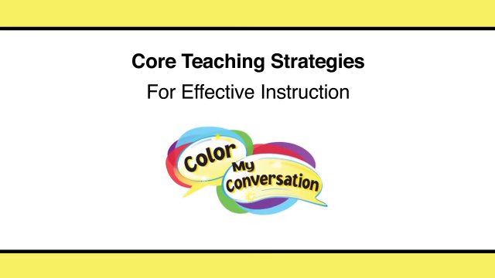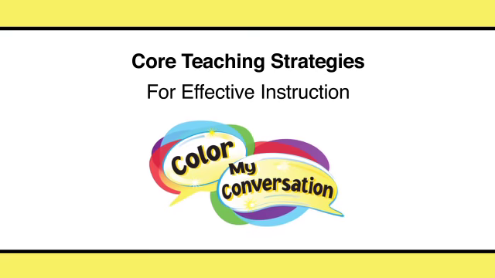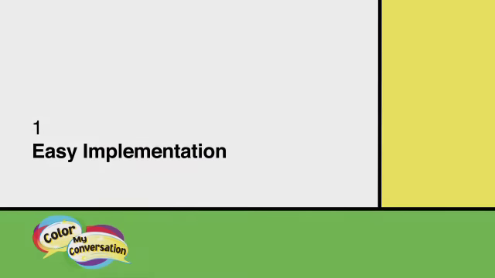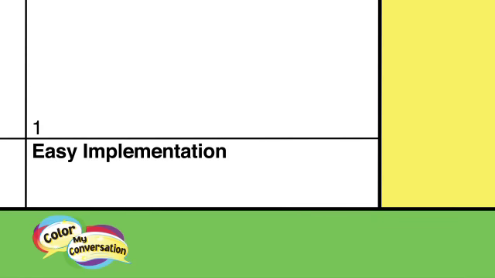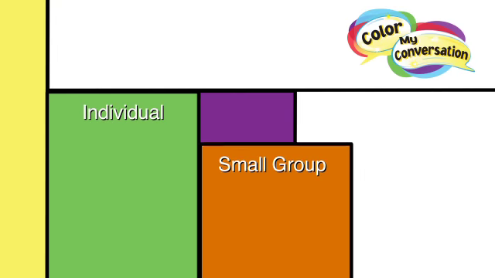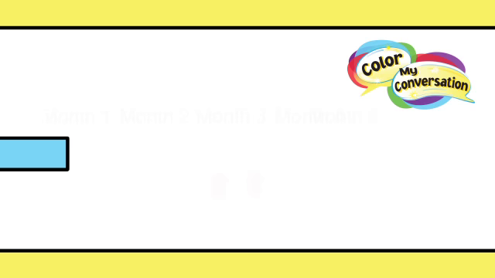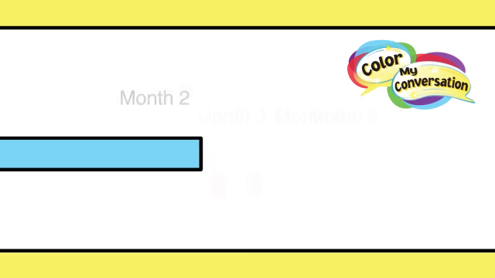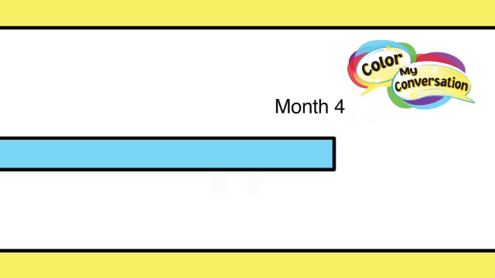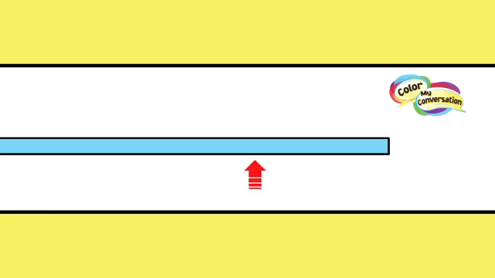Core teaching strategies for effective instruction using the Color My Conversation program. Number 1, easy implementation. The Color My Conversation program is flexible and adaptable. It offers the options of working in either an individual, small group, or classroom setting. Though it can be completed within a 5-month period, the conversation coach may choose to implement it over the course of a full year, with sessions being scheduled once or twice weekly.